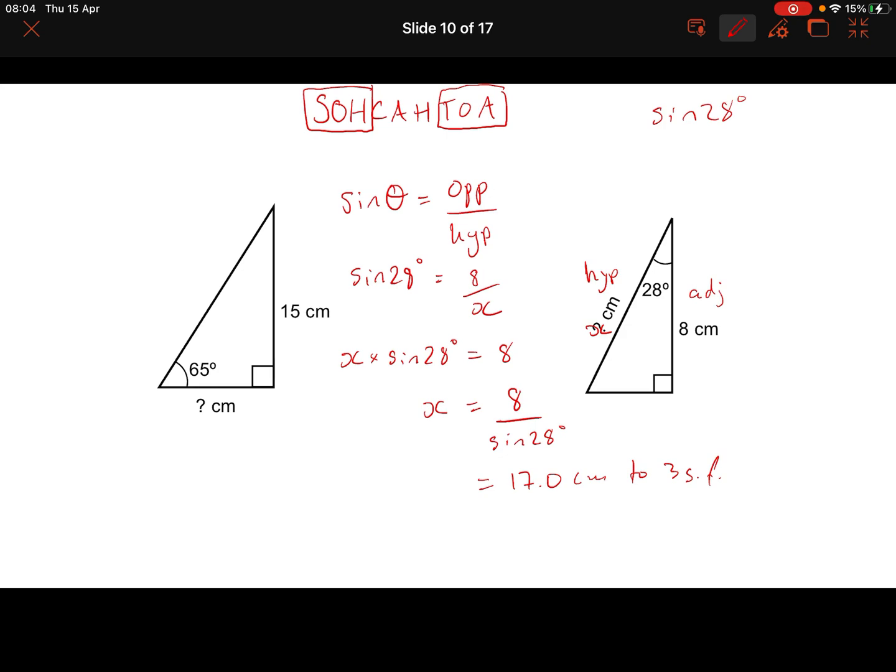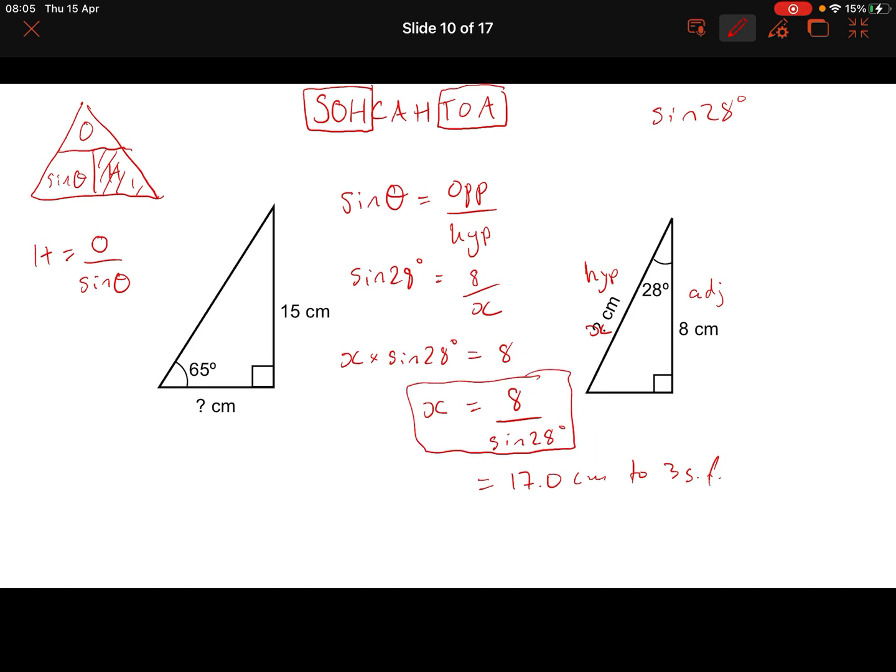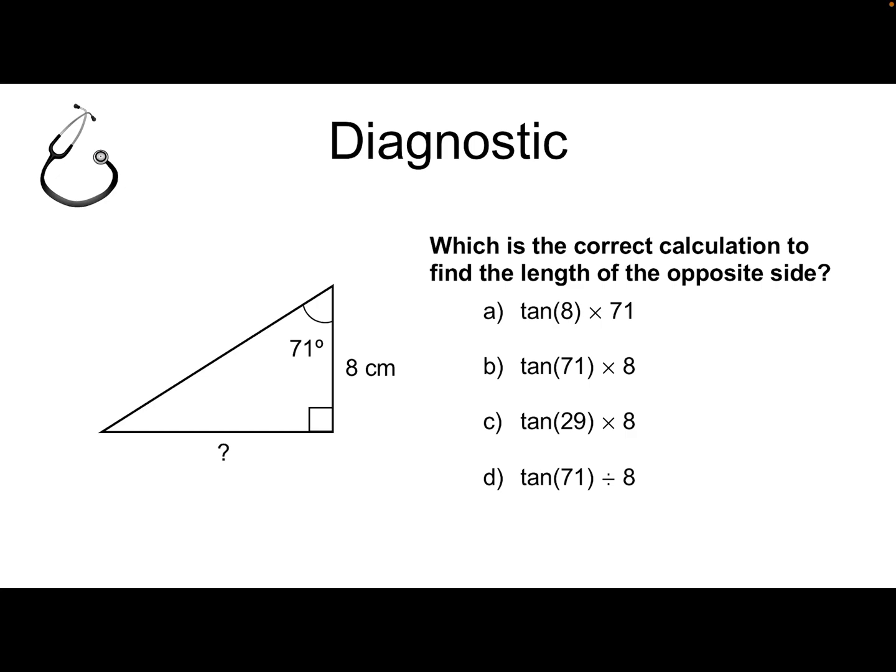If I wasn't sure about the rearrangement, again, I could have used the triangle. Sine theta is the opposite over the hypotenuse. So therefore the hypotenuse is equal to O over sine theta, the opposite divided by sine theta. And so that's effectively what I've got there. So I hope that makes sense. You really, really got to be careful about how you rearrange your equations. All right, so let's just have a little check and see whether you understand.